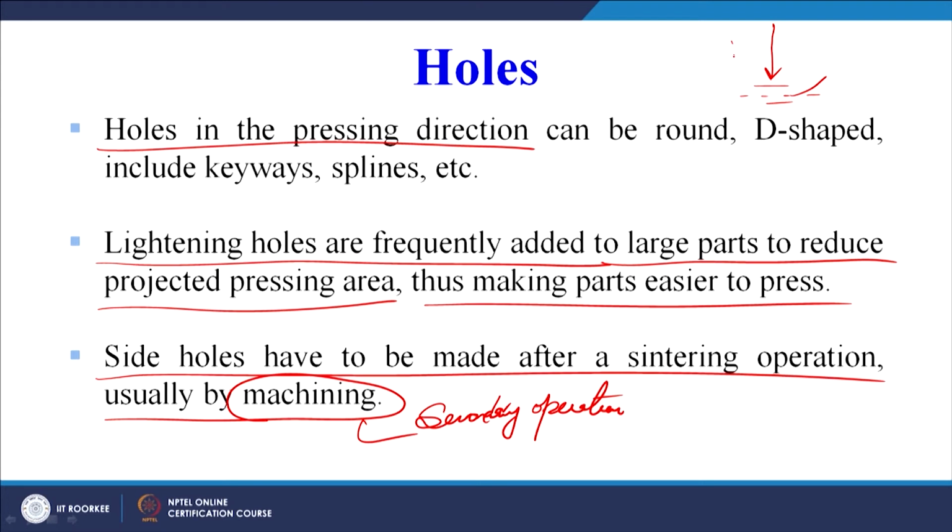But if the holes are in the direction of the pressing, holes in the pressing direction can be round, D-shaped, and include keyways and splines. So in the direction of pressing you can make the holes during your powder metal processing technique only. Across the pressing direction, or in a direction perpendicular to the pressing direction, you have to machine the holes at a later stage by any of the machining operations.